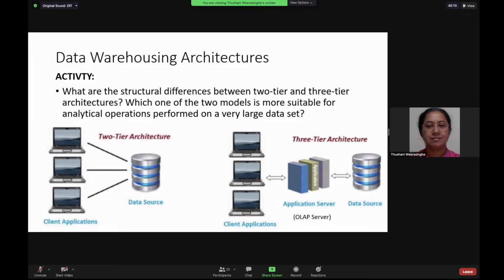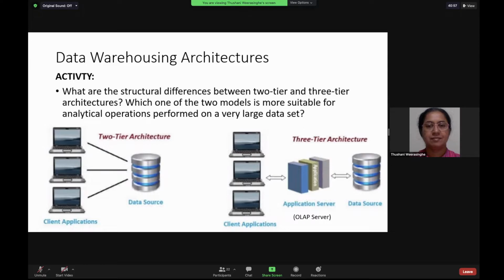Any more answers, please? Now, you have to compare two-tier architecture and three-tier architecture. Then only you can say why three-tier architecture is more appropriate. When you compare the two architectures, you can see that there's a difference. What is the difference? You have to have a middle one. There's a middle part, a middle layer.